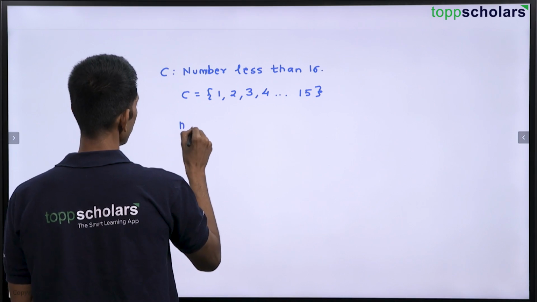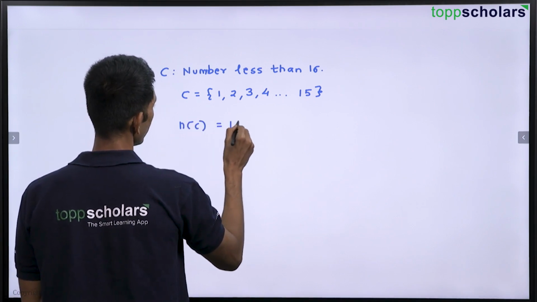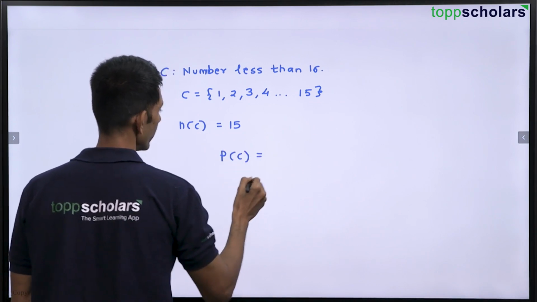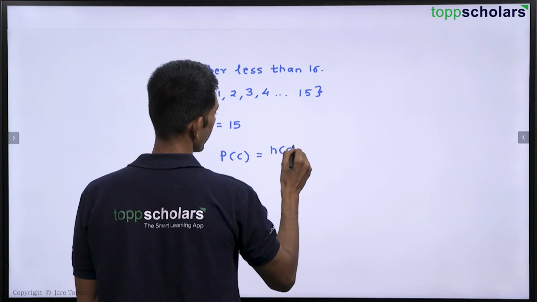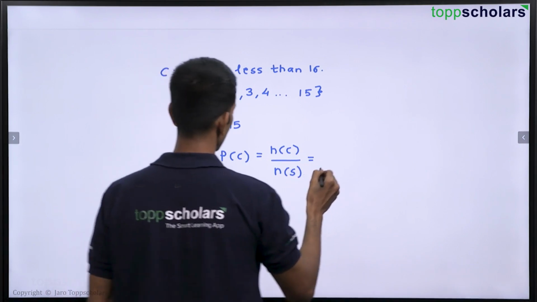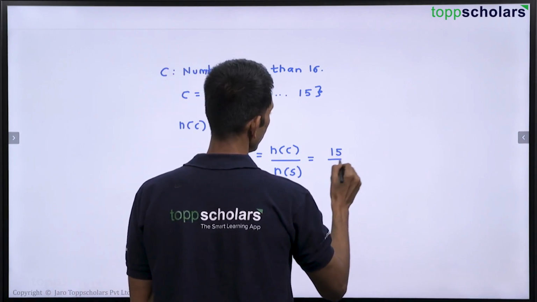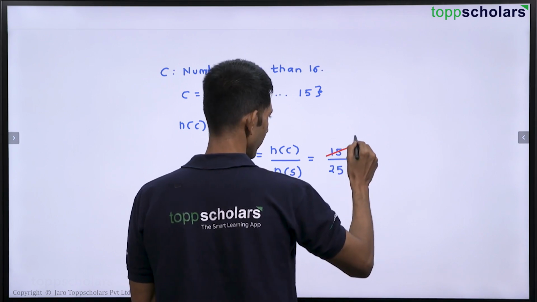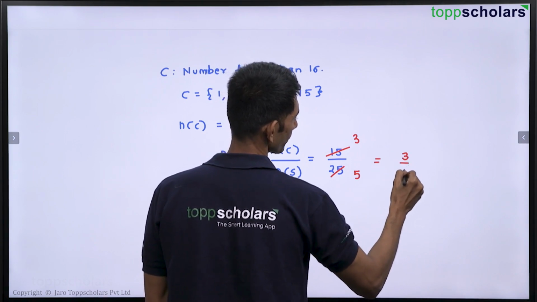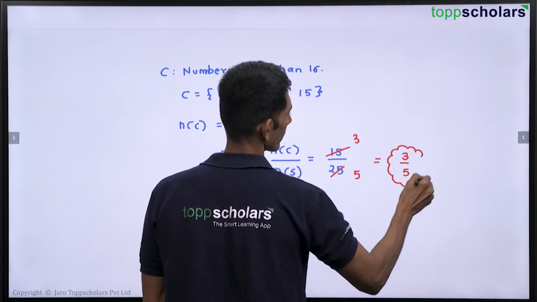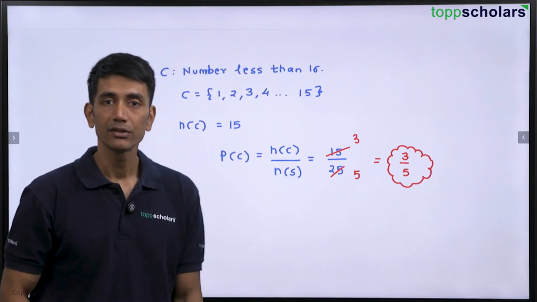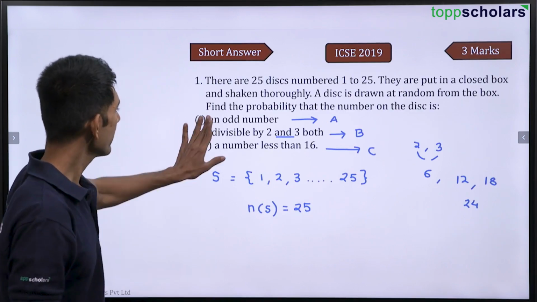Basically, number of elements in event C are 15. So what will be probability of event C? The probability of event C will be n of C divided by n of S, and that is equal to 15 by 25. Further divide this by 5, I get 3 here, I get 5 here, and that is equal to 3 by 5. So yes, 3 by 5 is the final answer. Easy, simple, very straightforward question.